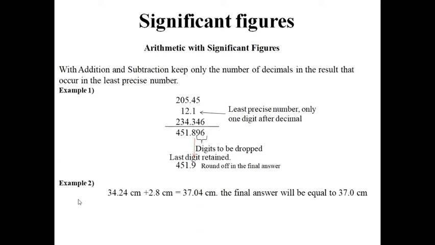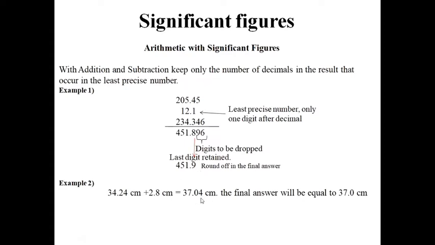Here is the arithmetic with significant numbers. Here I am adding 3 numbers. First, in the case of addition and subtraction, you will find the least precise number. 12.1 is the least precise number, and the sum of all the numbers is 451.869. Is that the right way to present this number? No, you will drop these two digits because the precision is 0.1. You will drop and round up this number, so you will get 451.9. This is the final answer of this addition.